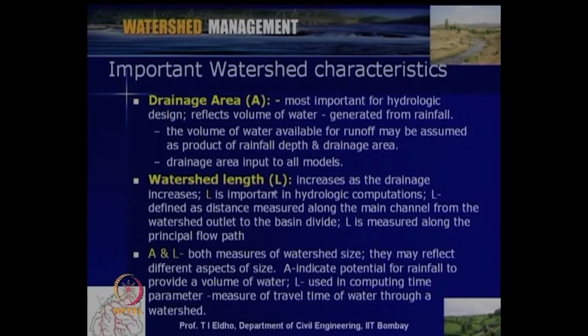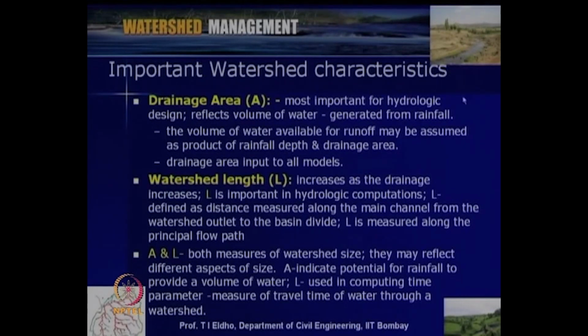Then this watershed length L is measured along the principal flow path. So, if this is the main channel available within the watershed, then the watershed length is measured along the principal flow path. While going for watershed modeling, the drainage area A and watershed length L are both measures of watershed size.